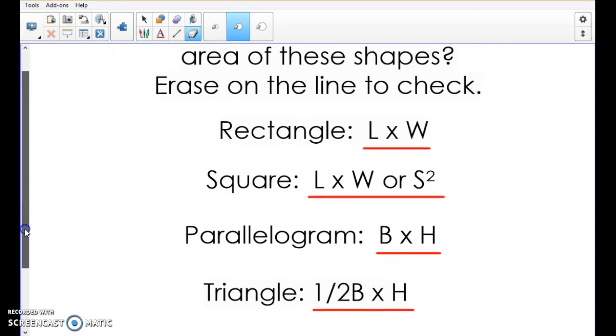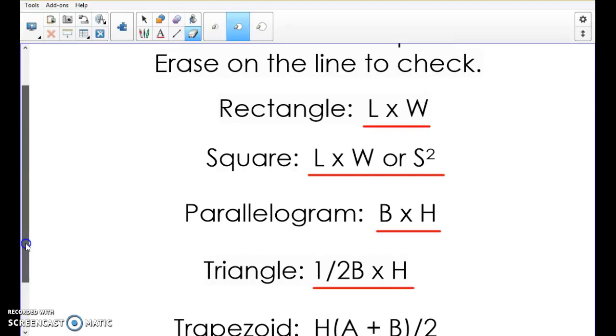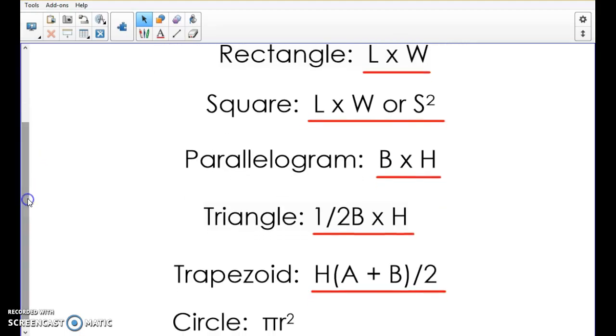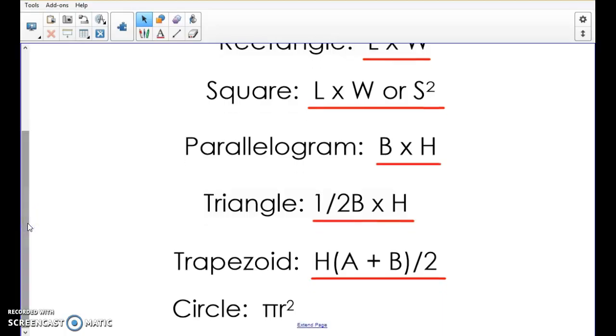So just to review, the area of a rectangle is length times width, area of a square is length times width, or you can just say the side squared. Area of a parallelogram is base times height, which is the same thing as length times width. Triangle is 1/2 base times height, or base times height divided by 2. Trapezoid, remember we're adding our two lengths, so the top and the bottom, times our height, and then divided by 2. And then our circle, like we just did, is pi r squared.